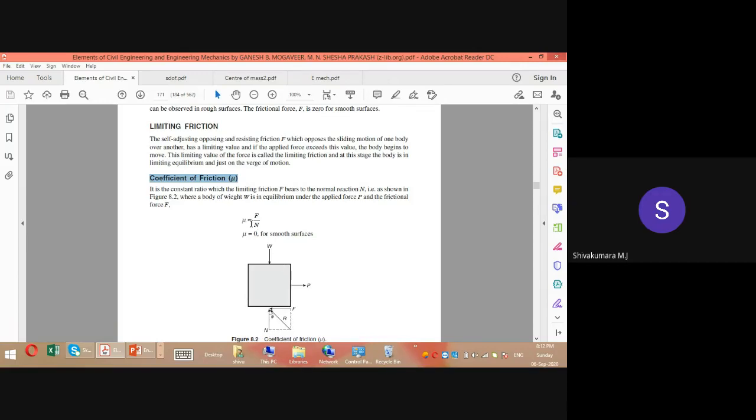Okay. So here tan phi will be equal to F divided by N. Tan phi is named as mu, that is the coefficient of friction. So mu equals F divided by N. That mu is known as the coefficient of friction. It is the constant ratio which relates the limiting frictional force and the normal reaction. This is the limiting frictional force and this is the normal reaction. So basically coefficient of friction is the ratio of limiting frictional force and the normal reaction.